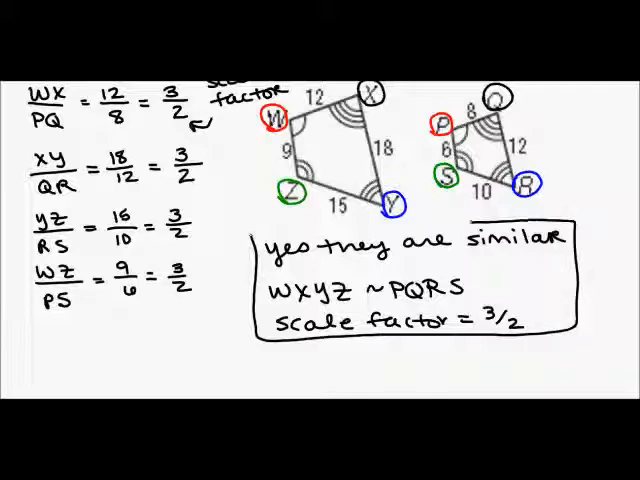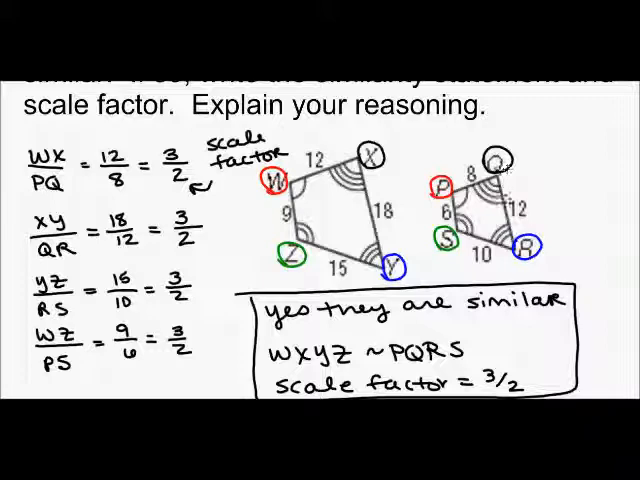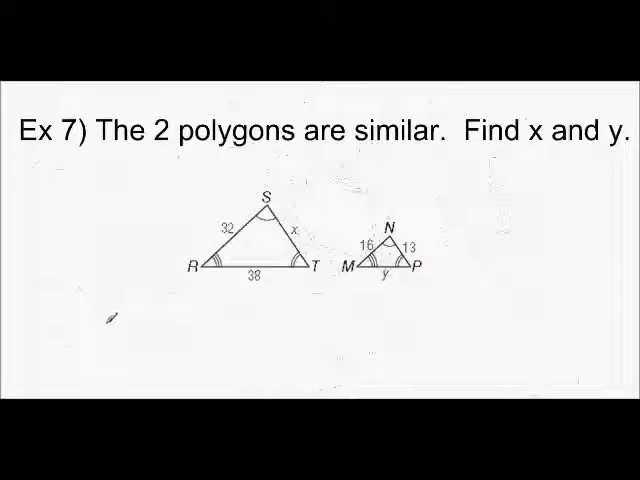And we've already said, it says explain your reasoning, that we have 4 pairs of congruent angles, and the corresponding sides all have a scale factor of 3 halves. Example 7. The 2 polygons are similar. Find X and Y. So these are similar, which means I can go ahead and match up my angles again.